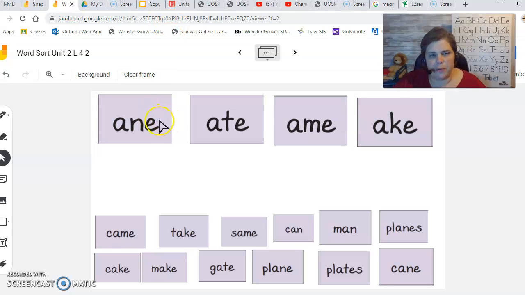At the top of my board, I have these word parts: ain, ate, aim, and ache. So we're going to sort words today by word patterns.